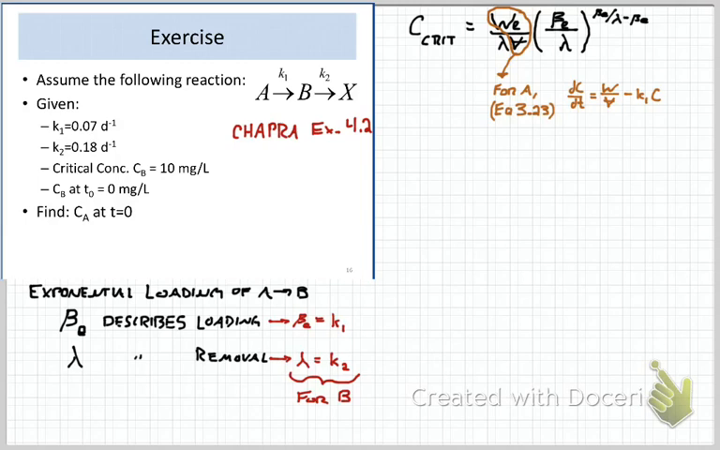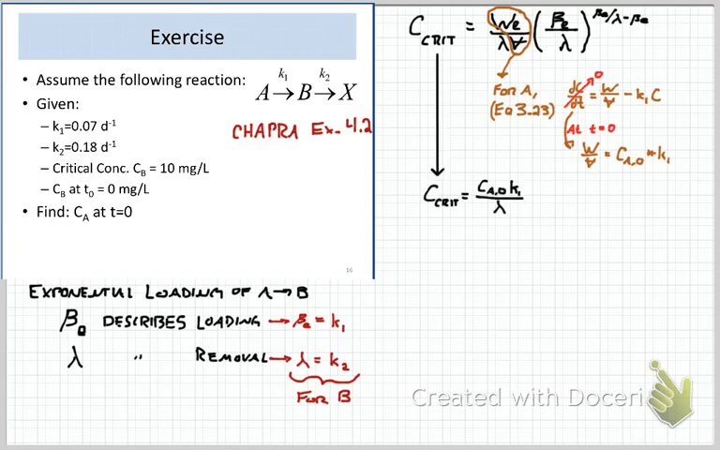And so we can realize that at time 0, there is no time rate of change of species A. It only starts to change when we let time start to move forward. And so at time 0, we end up with the loading divided by the volume equal to the initial concentration in A times reaction rate K1. We can make that substitution back into our critical concentration equation.